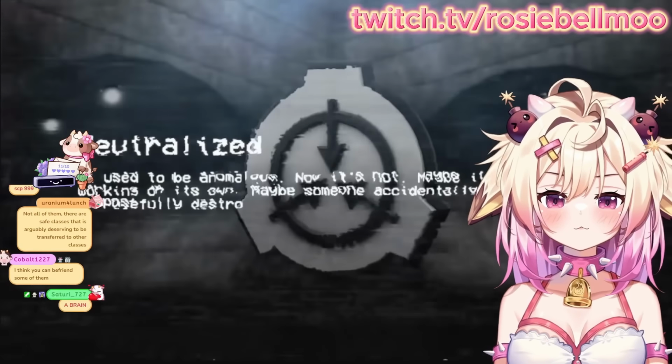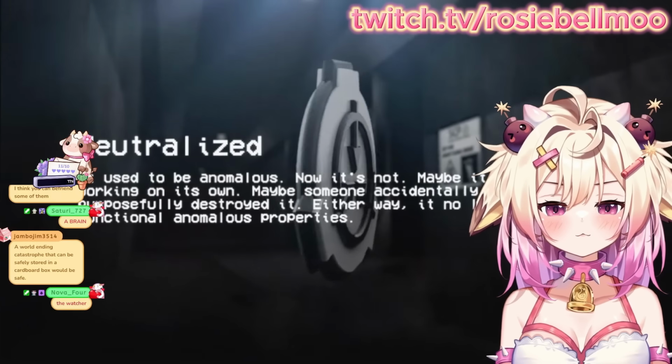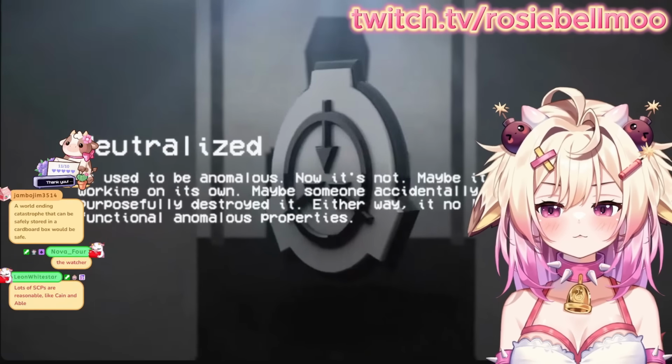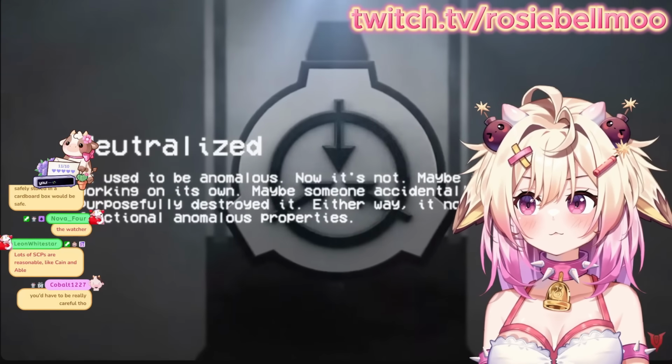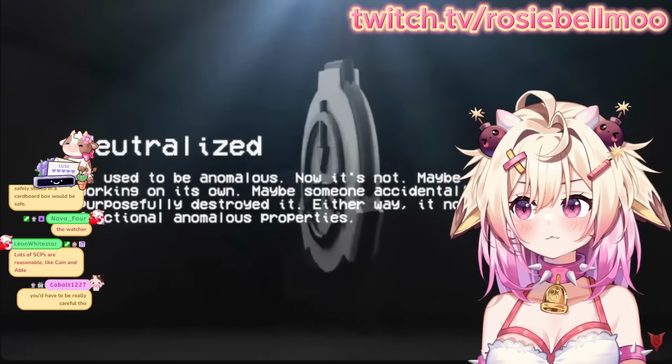And finally, neutralized. It used to be anomalous, now it's not. Maybe it just stopped working on its own. Maybe someone accidentally or purposefully destroyed it. Either way, it no longer has functional anomalous properties.